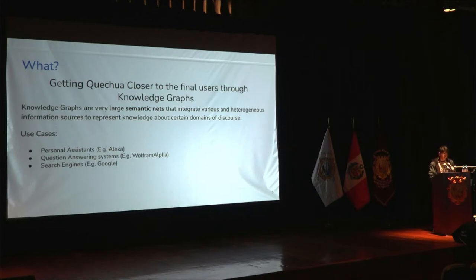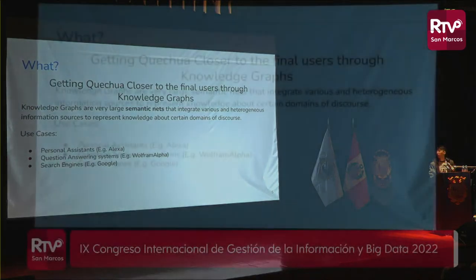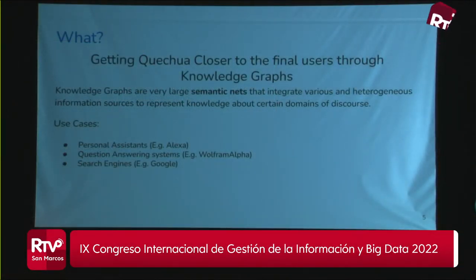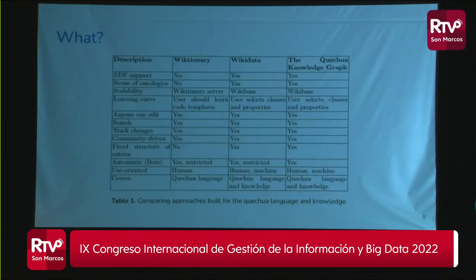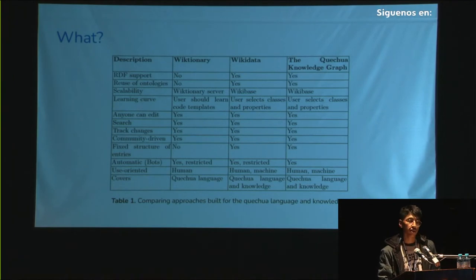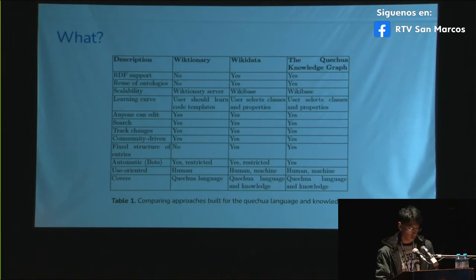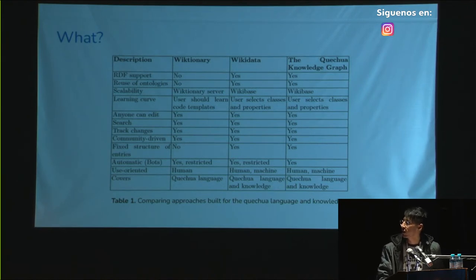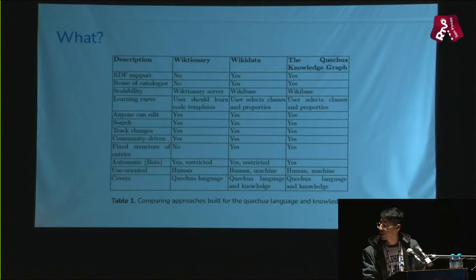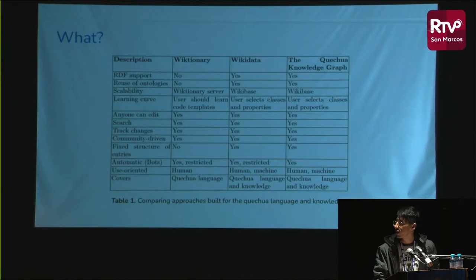Knowledge graphs have proven to be very useful for applications such as personal assistants, for example, Alexa, question answering systems like Wolfram Alpha, and search engines, for instance, Google Search. In the knowledge graph context, and to the best of our knowledge, there is no dedicated knowledge graph for the Quechua language. The most approximate knowledge graph to be considered on this matter may be Wiktionary or Wikidata. However, they have some limitations, as shown on the table. The principal limitation has to do with their orientation.